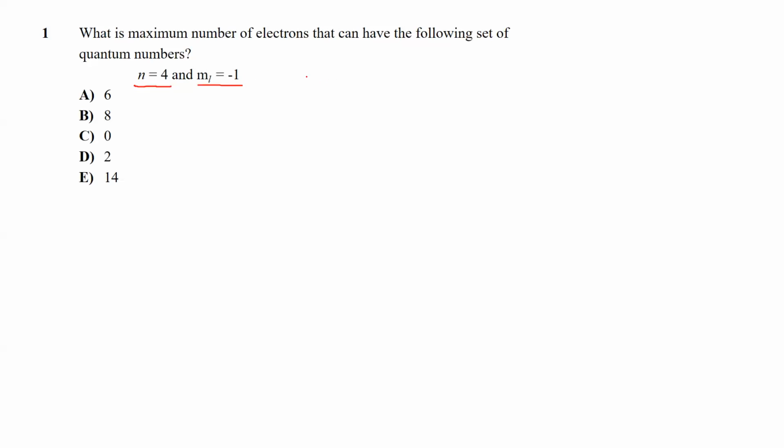So let's start with n equal 4. When we have n equal 4, what are the possible values for L? We know that L goes from 0 to n-1, and here n is 4. So L can be equal to 0, 1, 2, or 3. When L equals 0, what is the possible number for ml? We know that ml will be equal to 0.